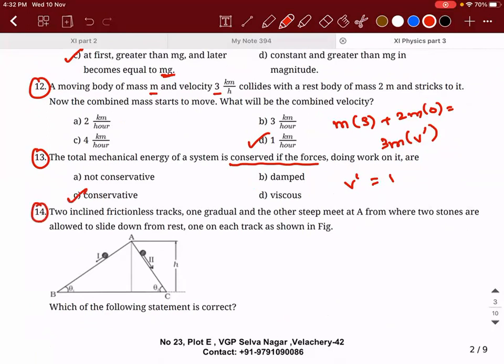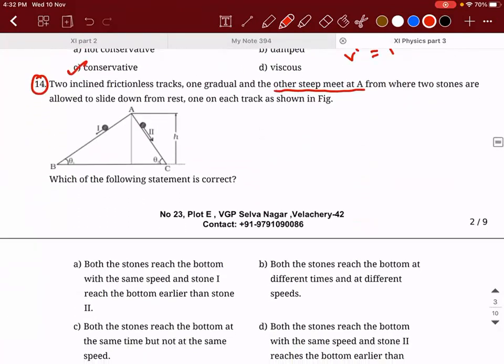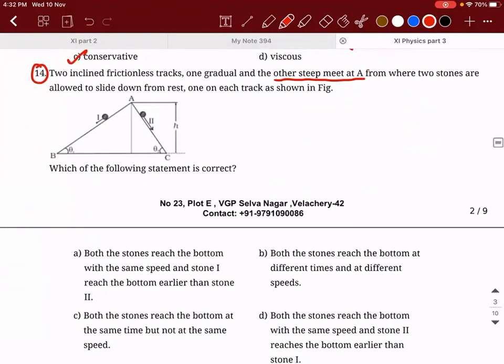14th. Two inclined frictionless tracks, one gradual and the other steep, meet at A, from where two stones are allowed to slide down from rest, one on each track as shown in the figure. Which of the following statements is correct? Both the stones reach the bottom with the same speed and stone 1 reaches the bottom earlier than stone 2. Is it right? What is wrong in both statements? Sir, stone 1 doesn't reach the bottom. Yes, sir. Why is it?